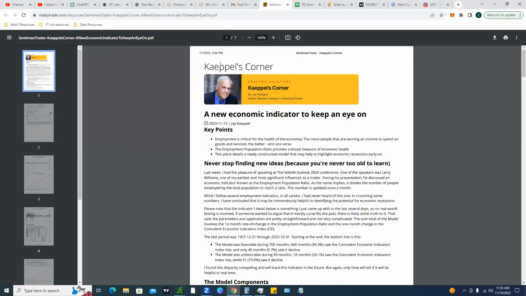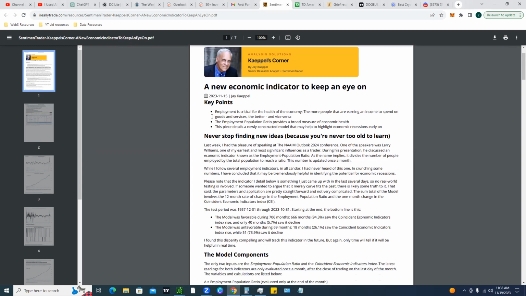Now, I did not come up with this model necessarily. This is something relatively new from Jay Kaeppel. The key points of this model are that employment is critical for the health of the economy. The more people that are earning an income to spend on goods and services, the better, and vice versa. The employment population ratio provides a broad measure of economic health, and this piece details a newly constructed model that may help to highlight economic recessions early on.